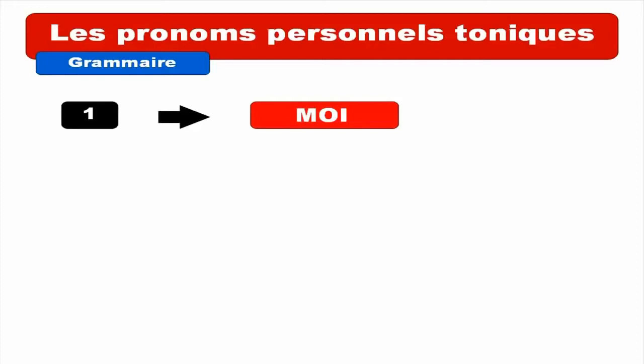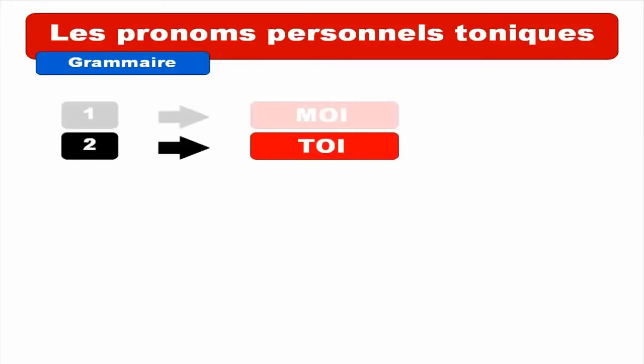Repeat. Okay. Second person is toi. Okay, same concept. So wa wa wa combined with T, and then you get this toi. Okay, repeat. Parfait.